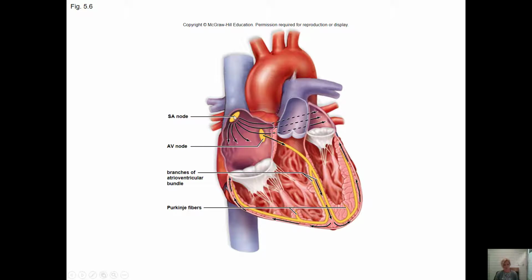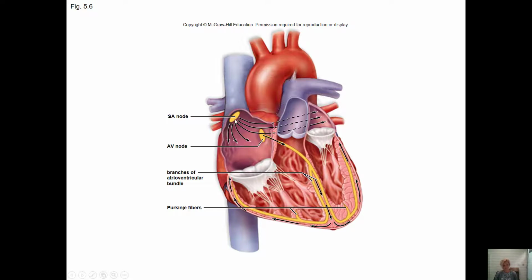So the impulse is a nervous impulse. It starts in the SA node, travels to the AV node, goes down the AV bundle to the bundle branches, and then up the walls of the ventricles, which are called the Purkinje fibers. So this is the electric pathway for impulses to travel through the heart muscle, and it drives the heartbeat.